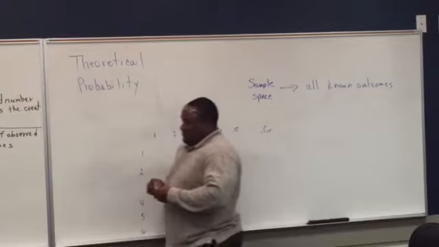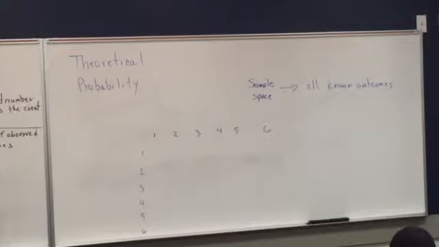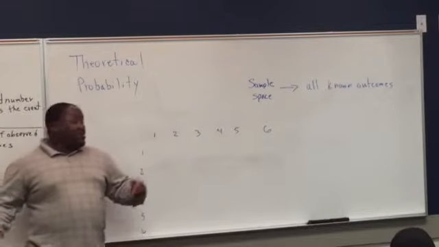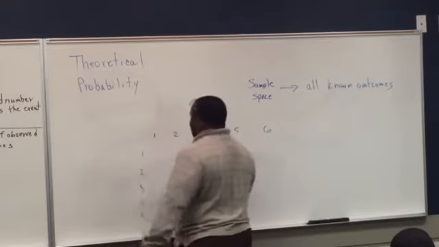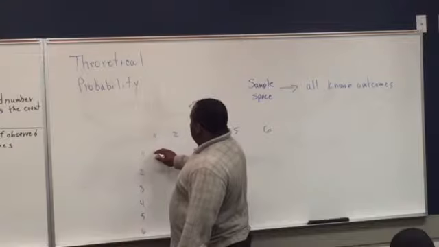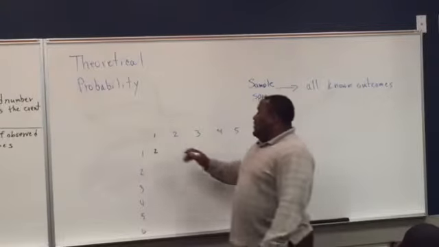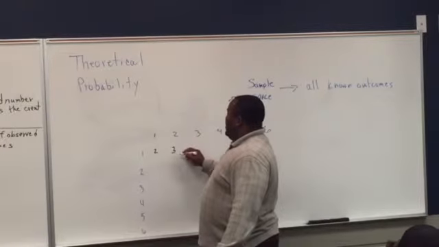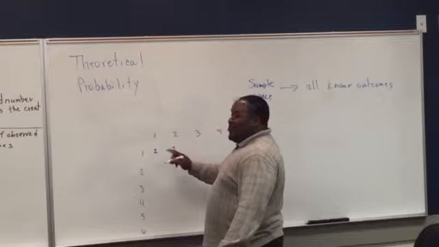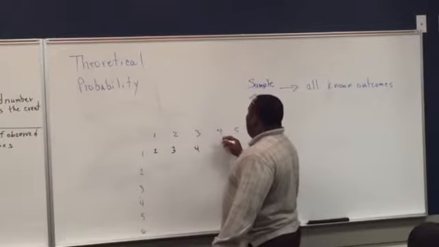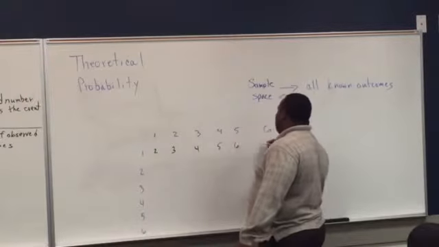So, from rolling these dice, I know what all the possible outcomes could be, right? I could either get 2, if I roll a 1 and a 1. Or if I roll a 1 and a 2, that's a 3. If I roll a 1 and a 3, it's 4. A 1 and a 4 is 5, 6, 7.